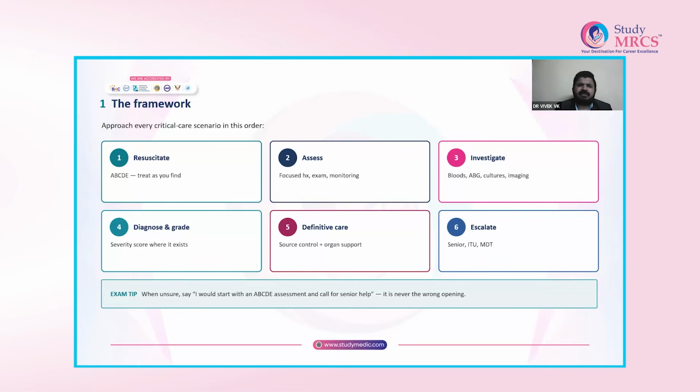Like I have already said, always start with: I would manage this patient according to the care of the critically ill surgical patient protocol, and I will conduct the resuscitation according to the ABCDE approach. And obviously, if the problem is something complex, you can mention that I will call the senior for help. So always you can start like this.